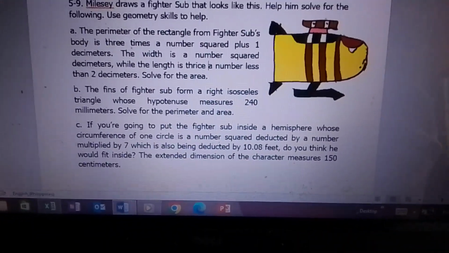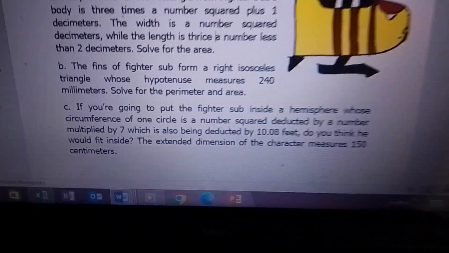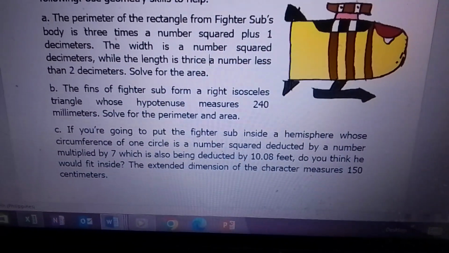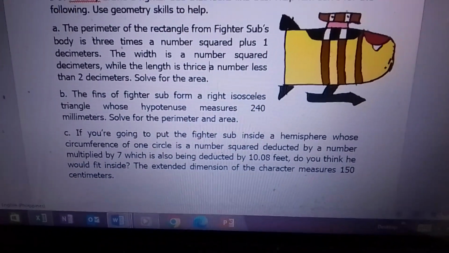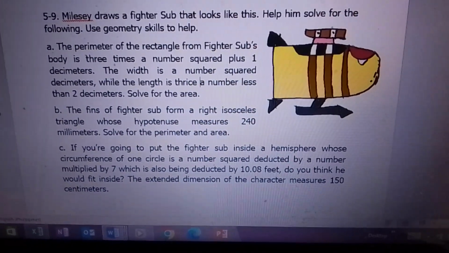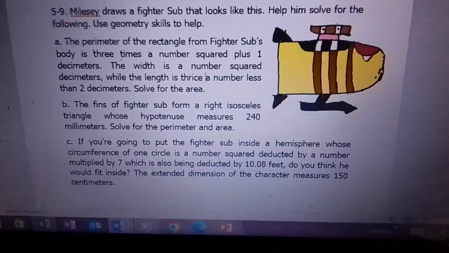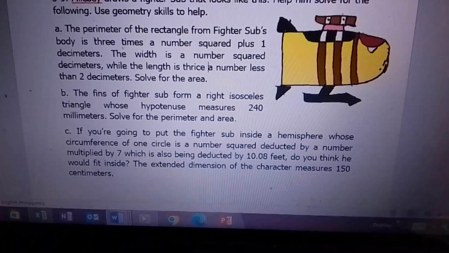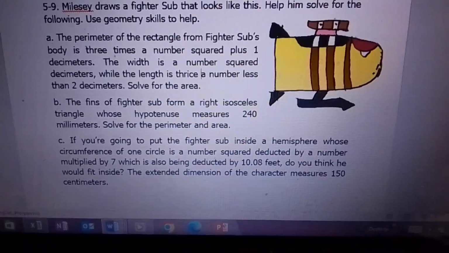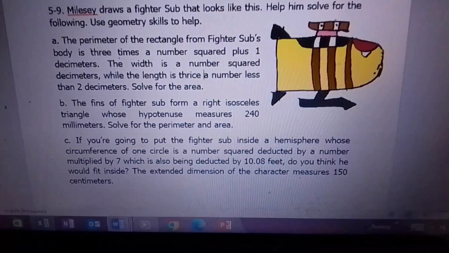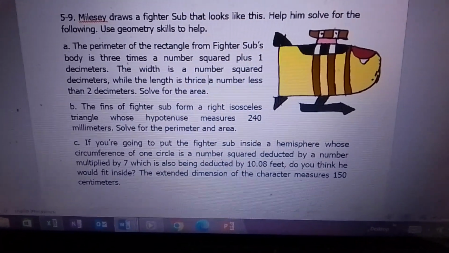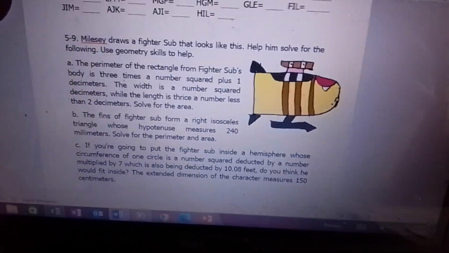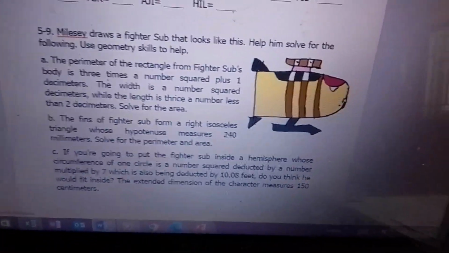Next, letter C. If you're going to put a fighter sub inside a hemisphere whose circumference of one circle is a number squared deducted by a number multiplied by 7, which is also being deducted by 10.08 feet, do you think he would fit inside? The extended dimension of the character measures 150 centimeters. This might be a bit of a tricky problem, but let's work this out one by one.